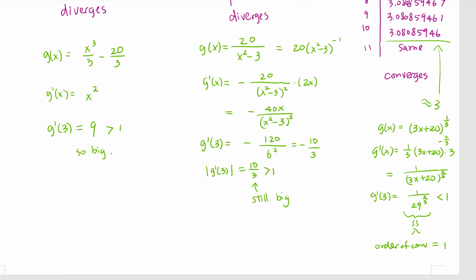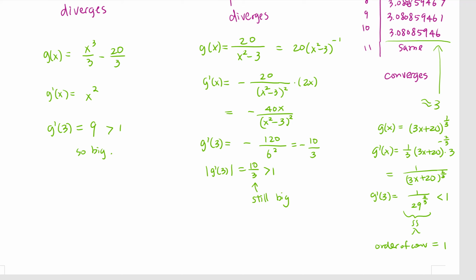Furthermore, like our previous examples, if your first derivative is 0 and your second derivative is not 0, then the order of convergence is 2, and the rate of convergence is the second derivative evaluated at the fixed point divided by 2 factorial. I put approximately equal because our true value is not 3. The true value should be 3.0808594.6. When we plug that into G prime, that is the rate of convergence. But here we just use 3 because it's easier. All right, so far so good.